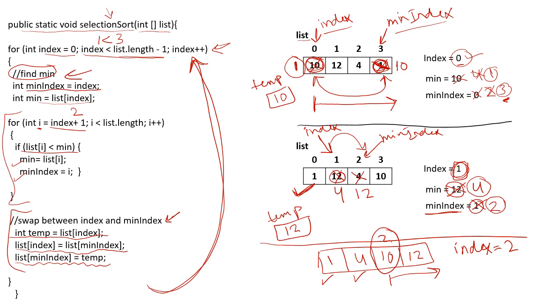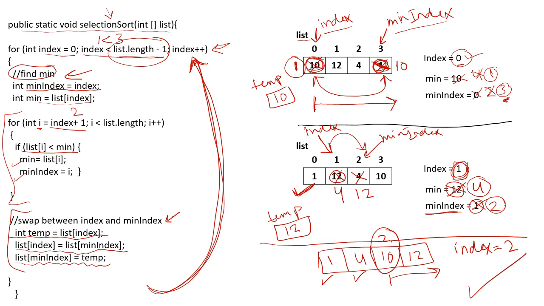And then this will be the last iteration, because if we go back, index will be 3, and we know that we have to go up to length minus 1. And at the end, I will have my array sorted, and we have the elements as 1, 4, 10, and 12. And this is sorted in ascending order from the smallest to the largest value.